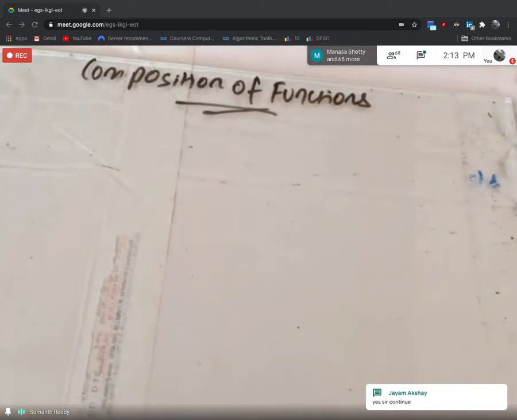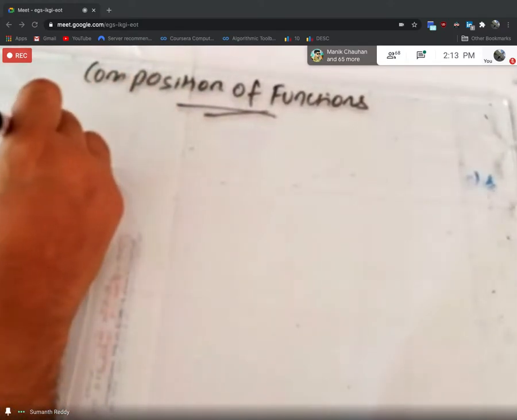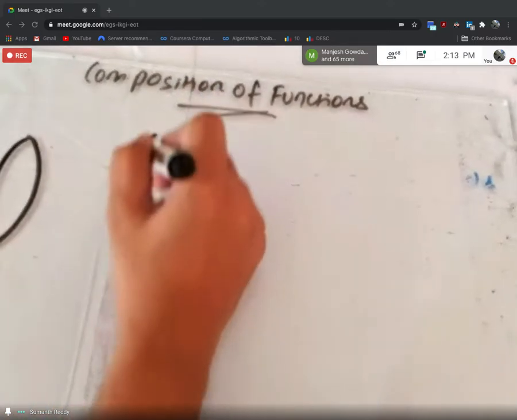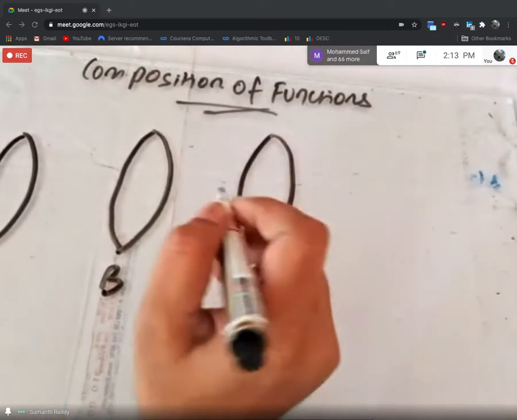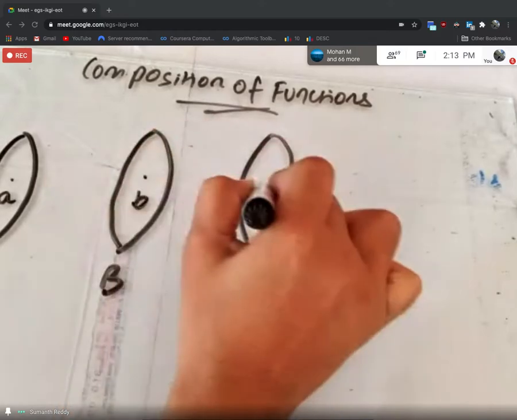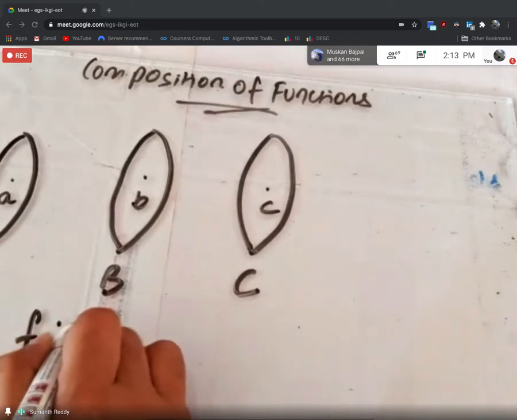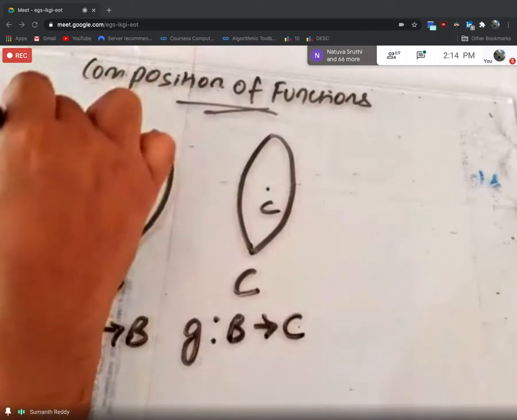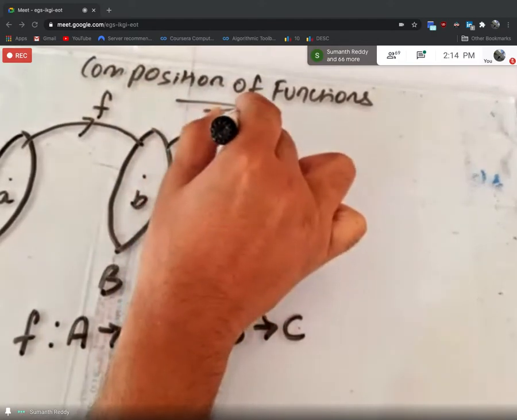To teach you the composition of functions, let me again take three sets. Say for example, you have set A, set B, set C, and this time let us assume that you have the elements A, B, and C. Now I will assume that f is a function from A to B, and g is a function from B to C. Based on this, I will represent it in the arrow diagram.